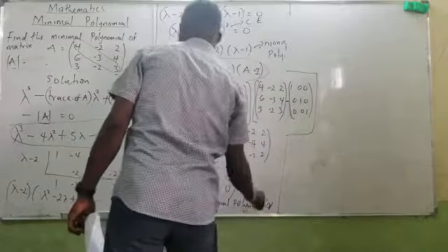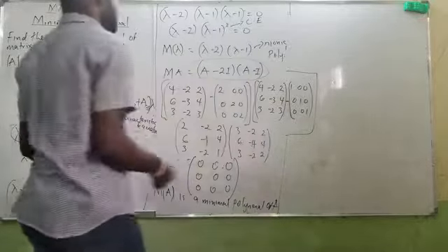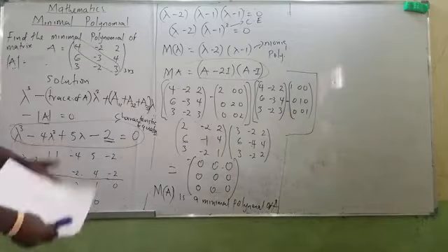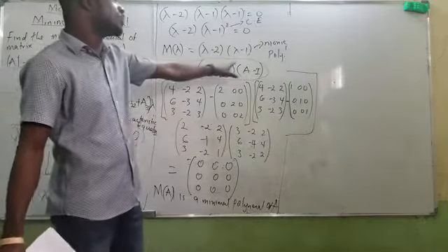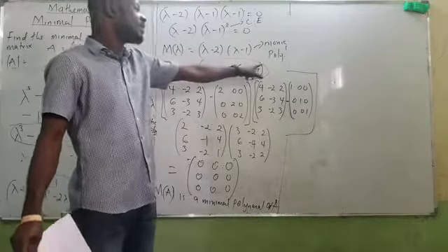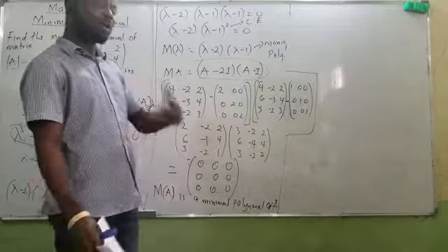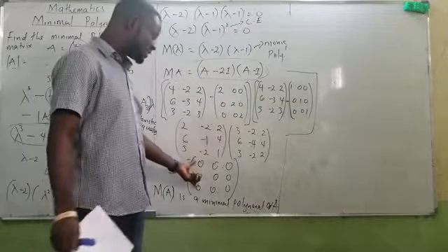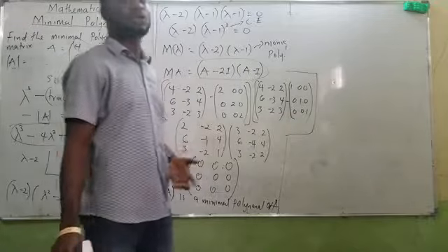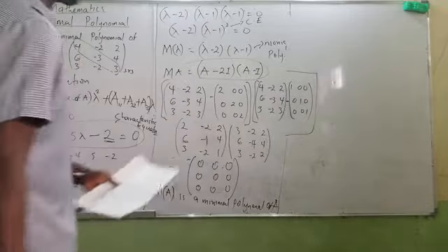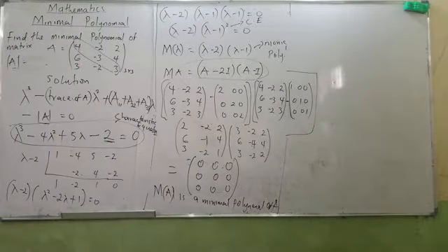Of what? Of A. That is what we need to do. Now, if this does not show, it means you have to put the power back and try again. At a point, when it satisfies the Cayley-Hamilton theorem, that becomes a minimal polynomial. Can time allow us to do more of this, if possible?